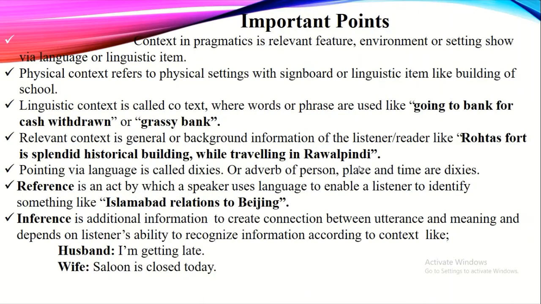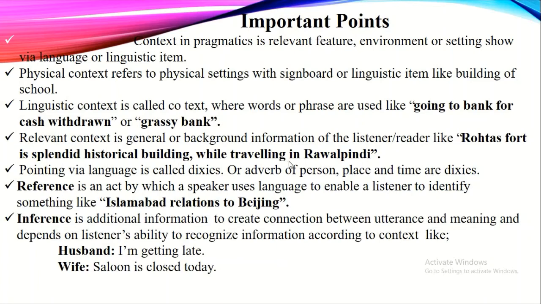Let's have a look at the important points of this lecture. Context in pragmatics is a relevant feature, environment or setting showing how language or a linguistic item is used. Physical context refers to the physical setting, like a signboard or the building of a school. Linguistic context is the context where words or phrases are used, like going to the bank for cash withdrawal or a grassy bank. Relevant context is general or background information of the listener or reader, like Rohtas Fort is a splendid historical building while traveling in Rawalpindi.